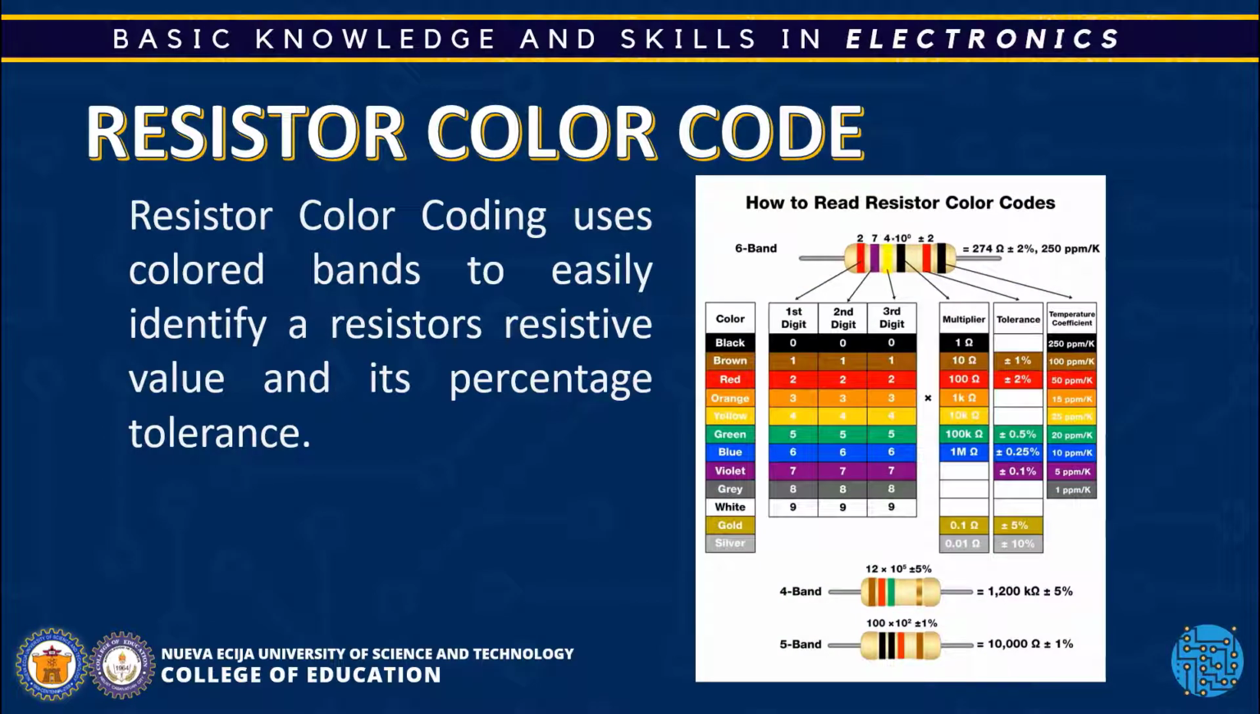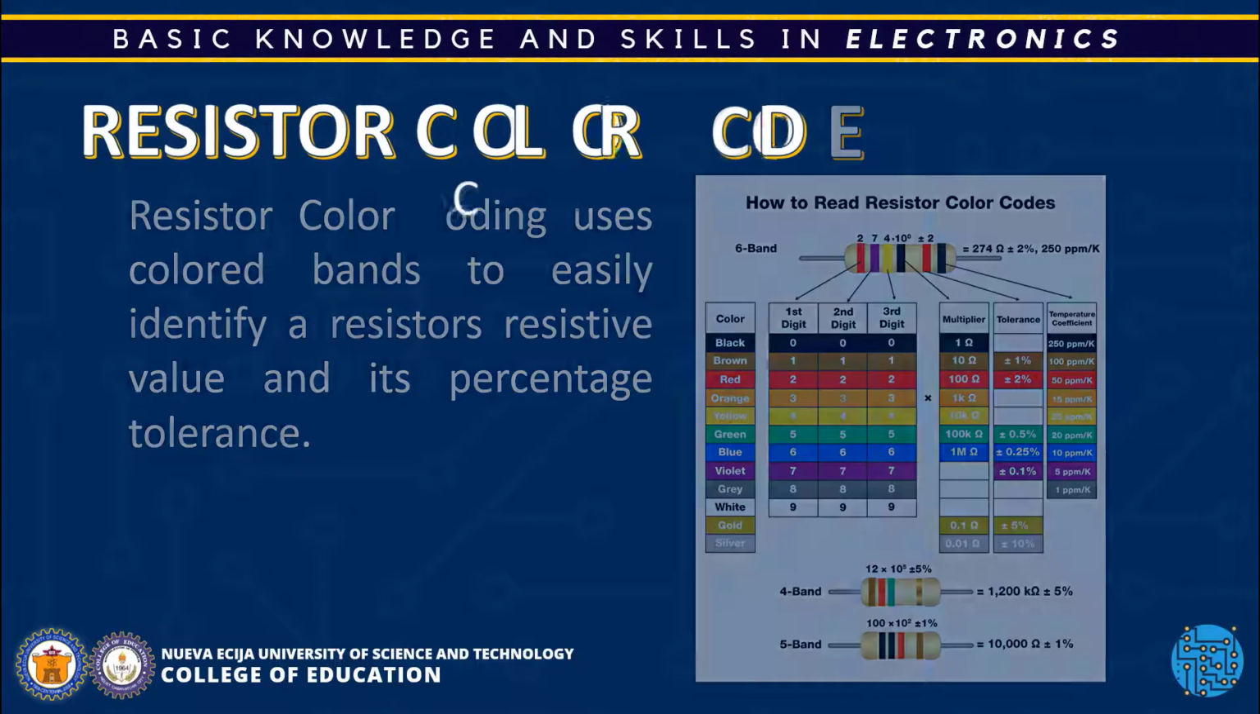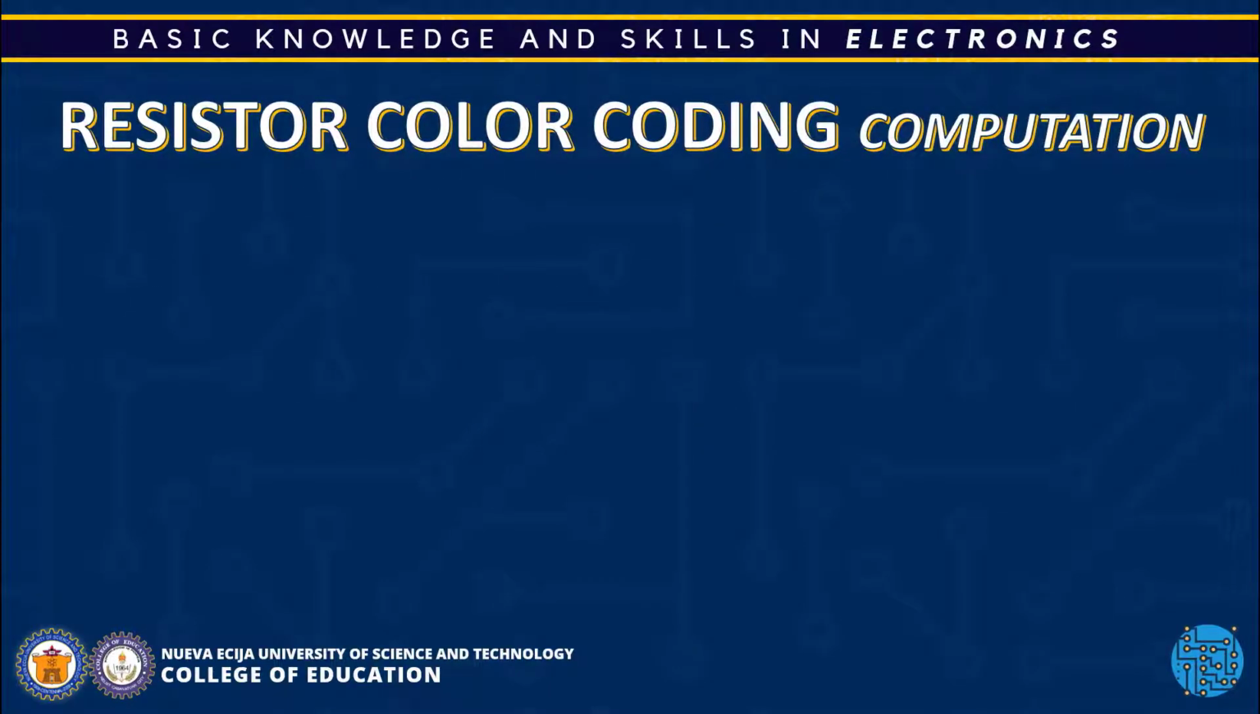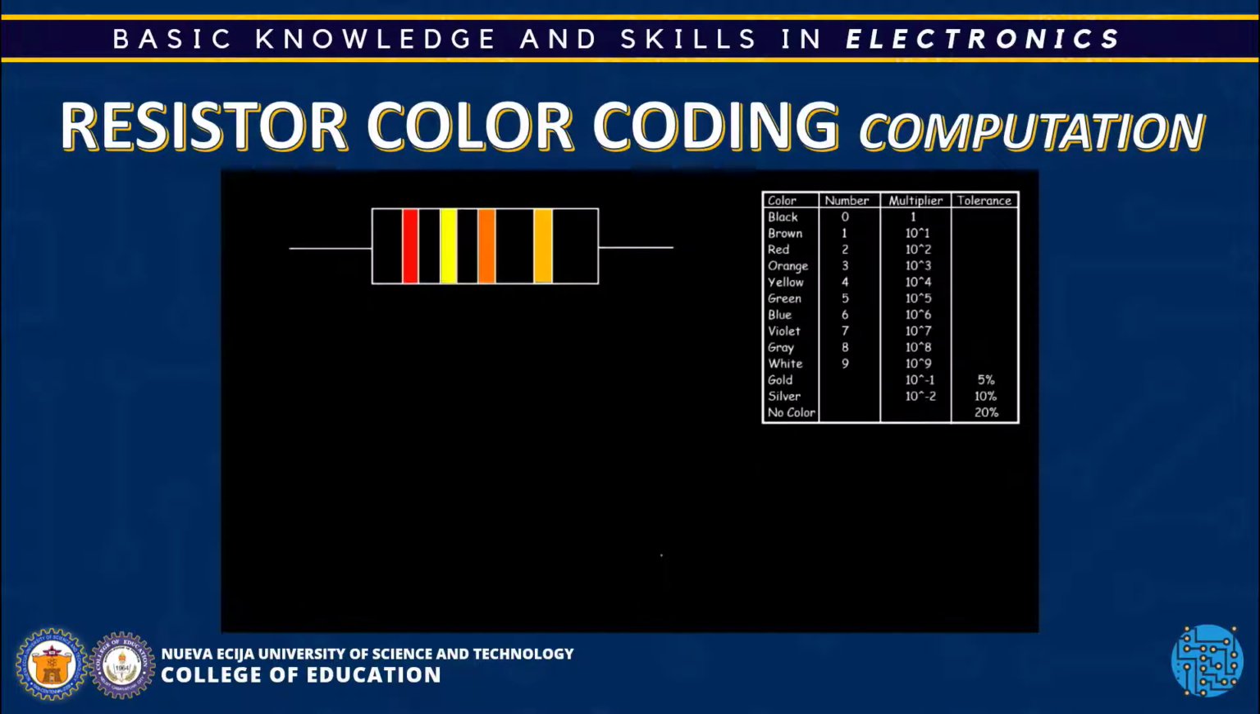Resistor color coding. Resistor color coding uses color bands to easily identify a resistor's resistive value and its percentage tolerance. This video explains how to use the resistor color code chart to determine the value of the resistance of a resistor in an electrical circuit. It explains how to use the chart to find the first two digits, the multiplier and the tolerance level, which can be used to determine the range in which the true resistance lies in.